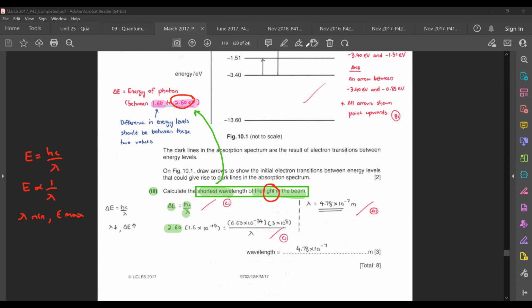Remember to change it to joules. Then sub in all your standard constants, the Planck constant and the speed of light. Eventually you'll be able to find the wavelength. It will be 4.78 times 10 to the power of minus 7 meters. So that is it for this question. With this, we're done with absorption and emission spectrum. The last part I need to go through with you is your de Broglie wavelength.